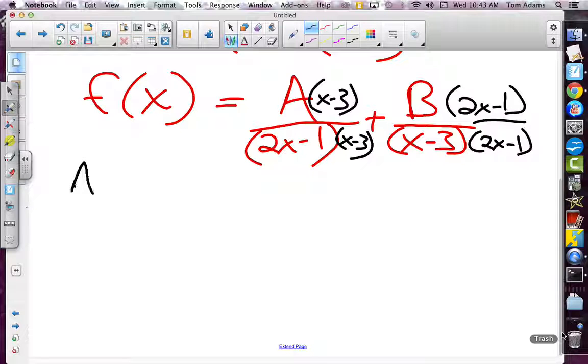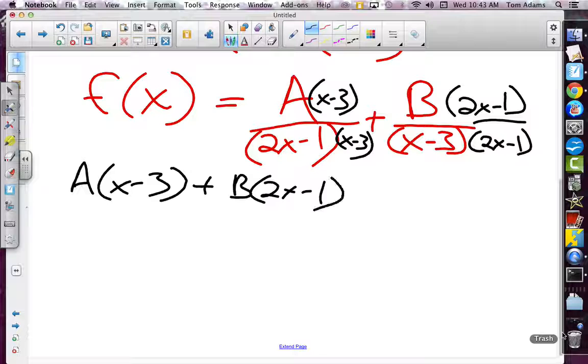we get a times x minus 3 plus b times 2x minus 1. Now that has to equal what the original numerator was. Okay? And the original numerator was x minus 13. So there are lots of ways to solve for a and b, but it's not easy. Probably, I like the way the textbook does it.